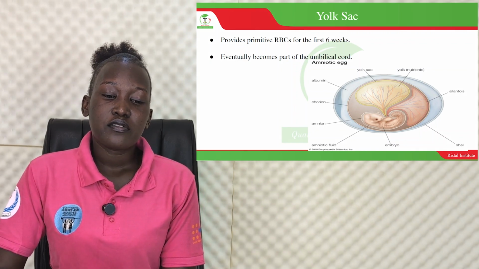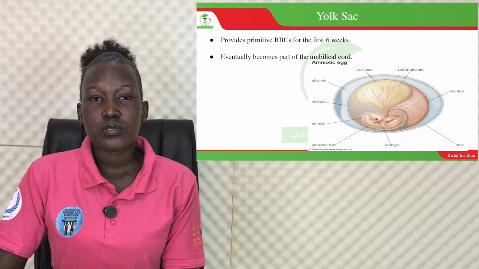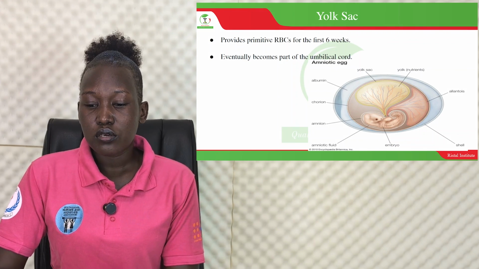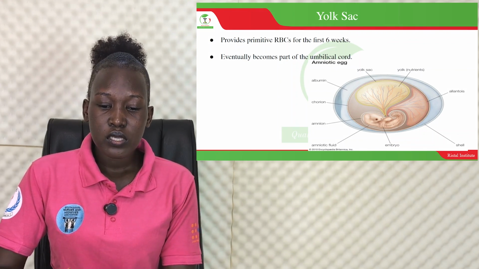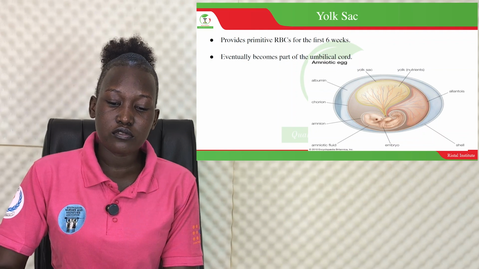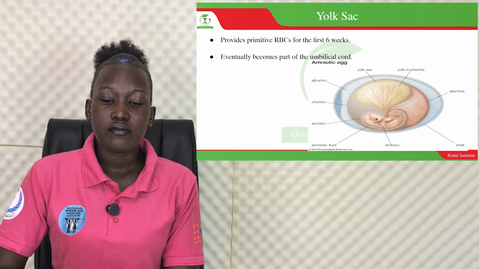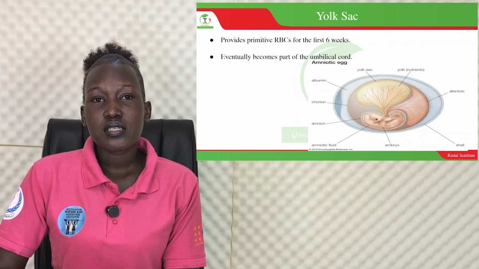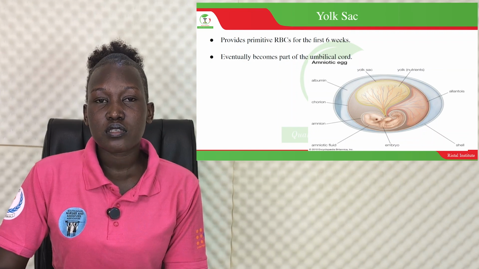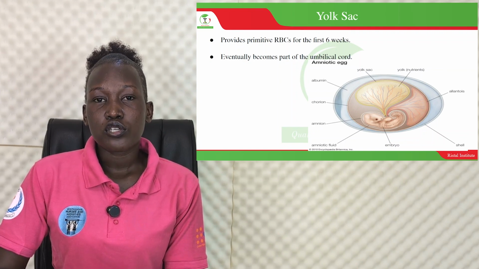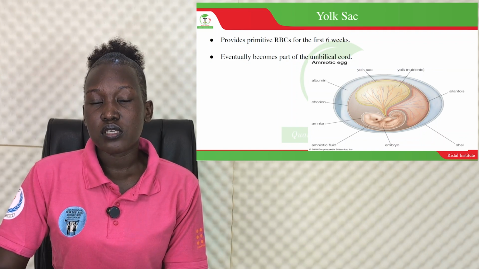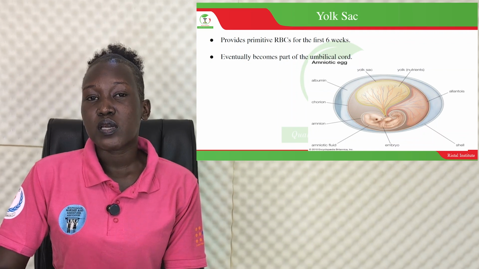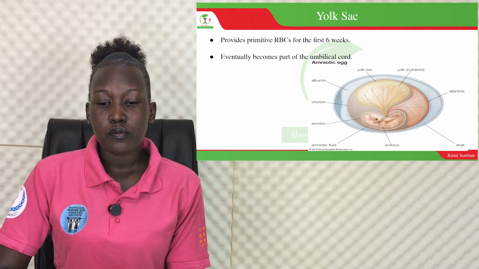So it provides primitive red blood cells for the first 6 weeks, just to make sure that the fetus receives some kind of nutrients. So we are seeing amniotic fluid is beginning to form. We have the amnion, we have the chorion, albumin, yolk sac. What you need to know is, in most cases, when you take a mother for a scan at 6 weeks, what you see even before you see the embryo is the yolk sac. So the presence of the yolk sac alone is able for us to make a diagnosis that somebody is actually pregnant.